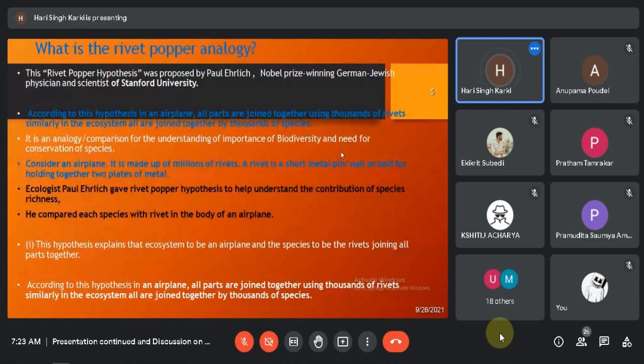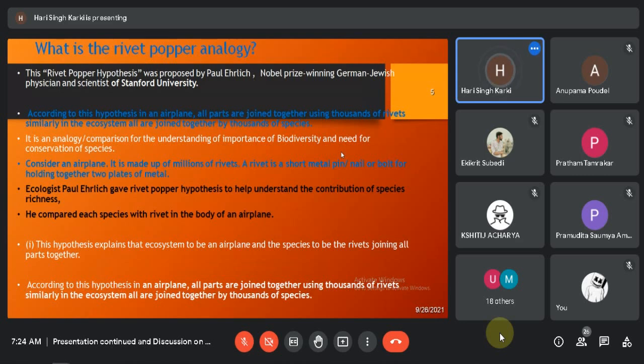Along with his wife, they carried out research and studied ecosystems, ecology, human population, and so on. According to this hypothesis, in an aeroplane, as we discussed, all parts are joined together using thousands of rivets. Similarly, in the ecosystem, all the species are joined together, thousands of species or more than that. The whole ecosystem maintains its balance in that way.